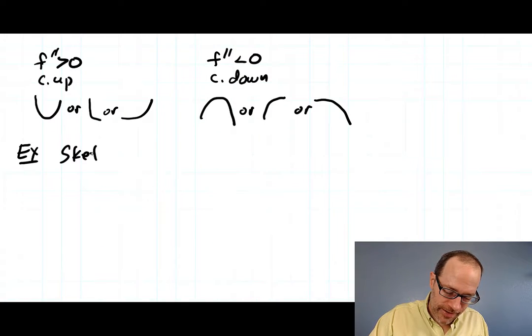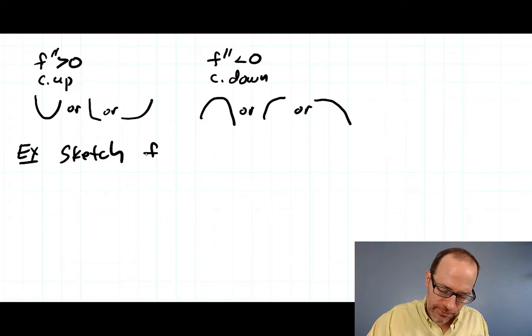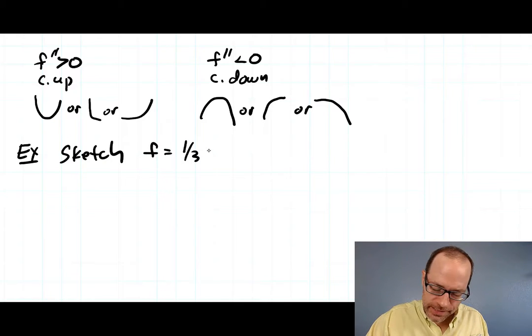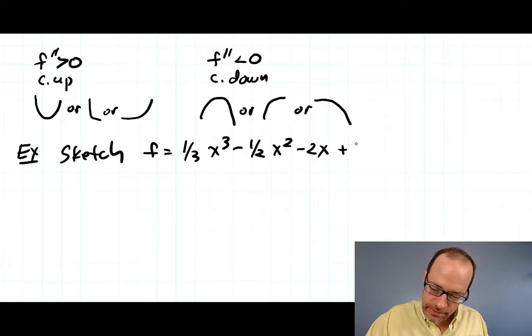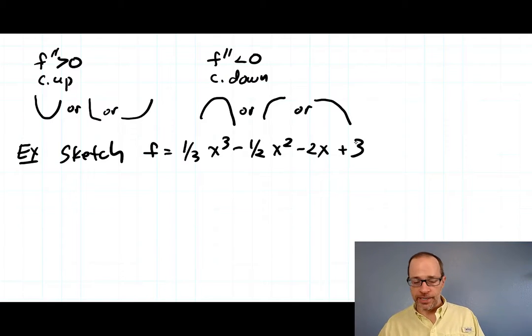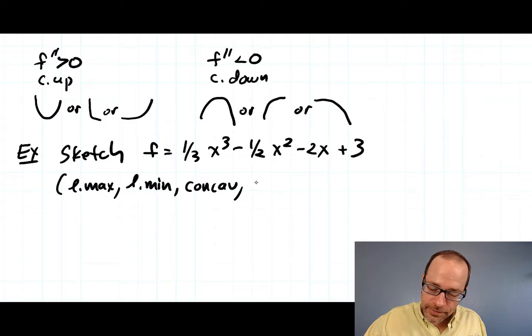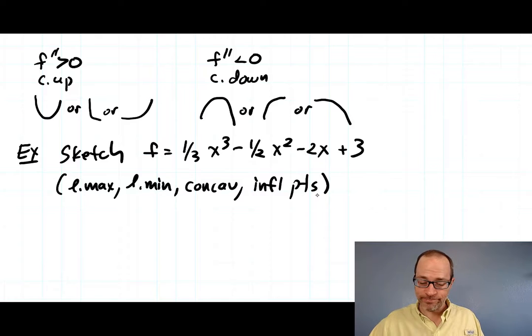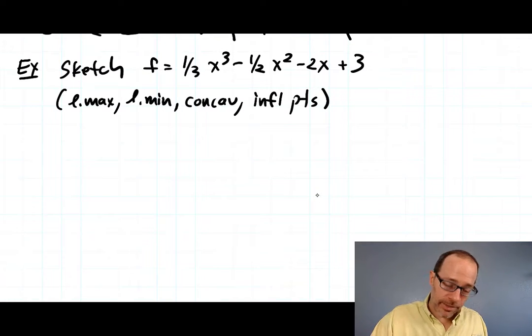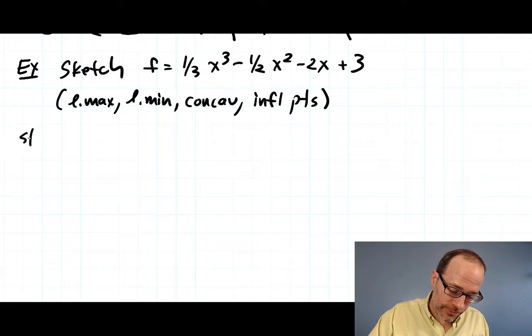So sketch the graph of f equal to 1/3 x cubed minus 1/2 x squared minus 2x plus 3. All right, so what does the shape look like? And really what we want to have is the local maxes, the local mins, the concavity, and the inflection points, if there are any, evident in the graph. Okay. All right, so we start with the first derivative. It tells us the most.